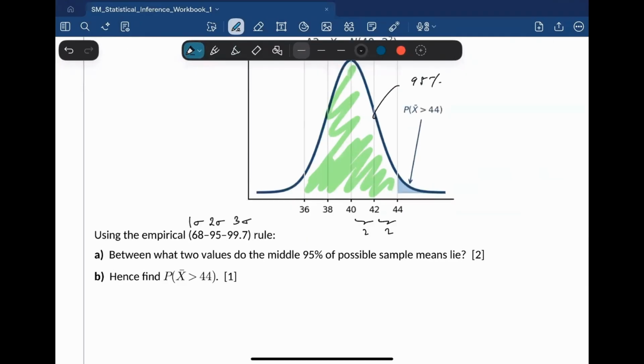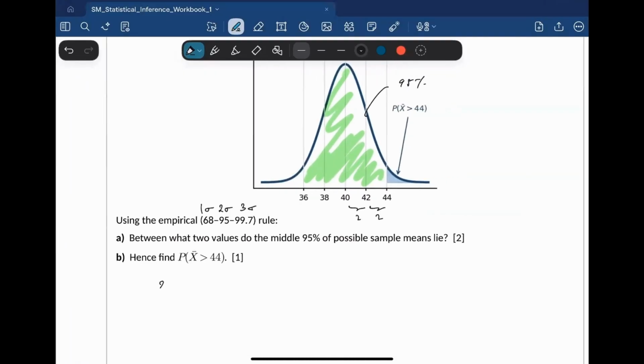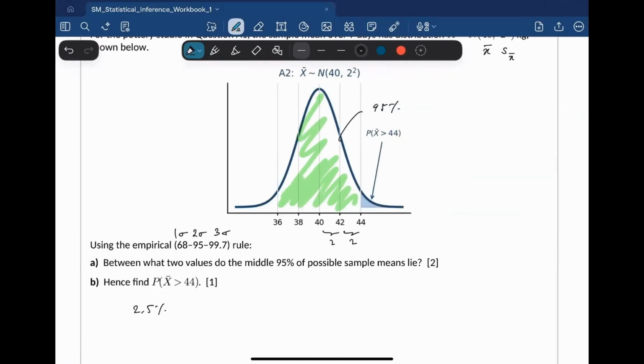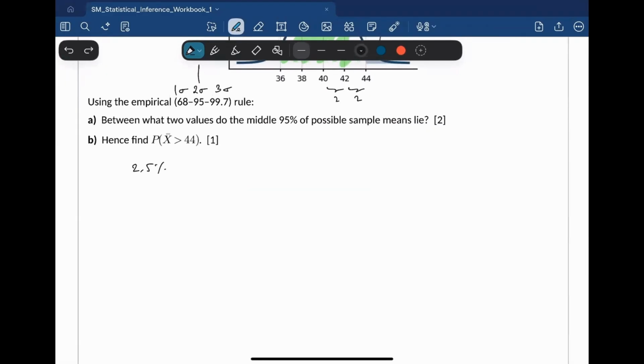Then the remaining 2 tails will be combined, 5%, so then it will be 2.5% for the probability that the sample mean is above 44. As statisticians, we found the mean. The mean was x bar, and its standard deviation was this. I prefer to use this notation on textbooks or some exams, or your teachers might say just S.